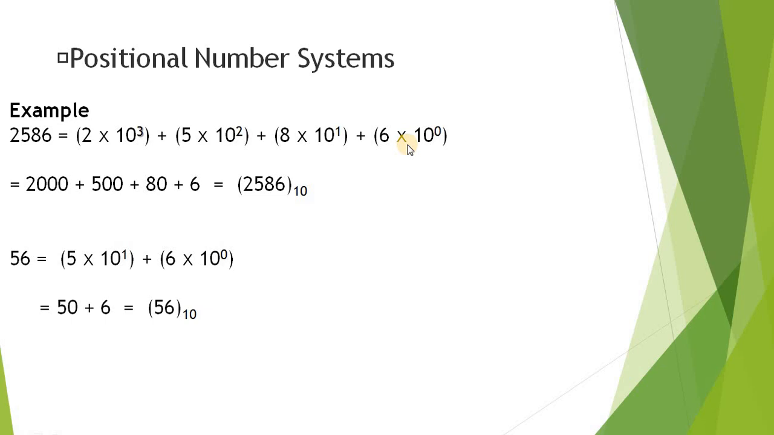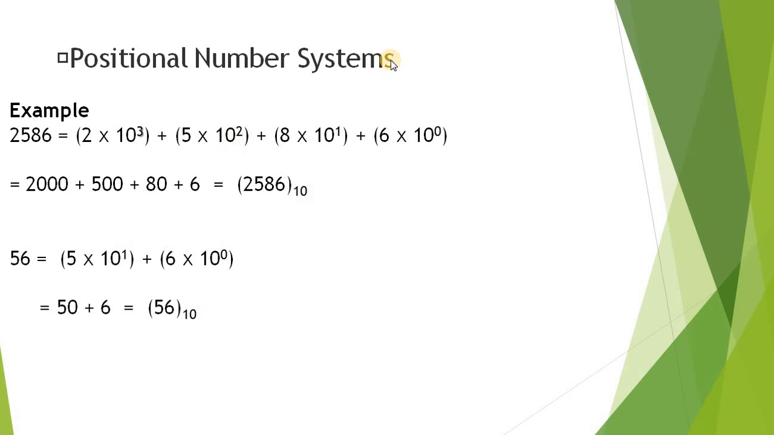To simplify this, what will be the value of 10 raised to 0? Anything raised to 0 will always be 1. So what we will get is 6 into 1, which is 6. Then 10 raised to 1 is 10, 10 into 8 gives 80. Then we have 10 square, which is 100, and 100 into 5 is 500. Then 10 cube, or 10 to the power of 3, is equal to 1000. So 1000 into 2, we get 2000. That means each digit is multiplied with the base with the power.